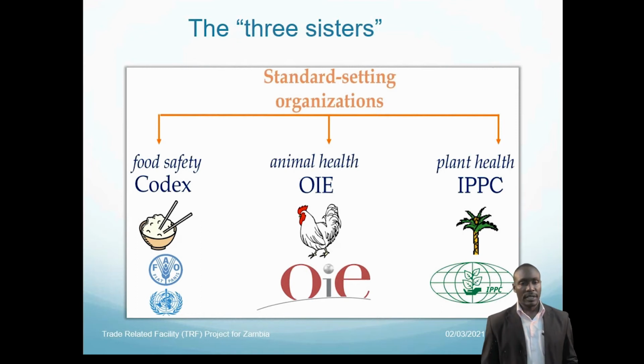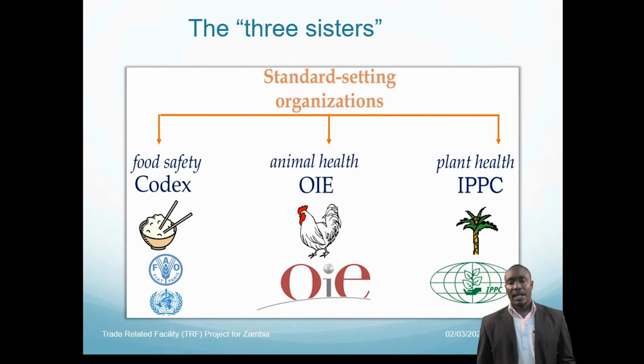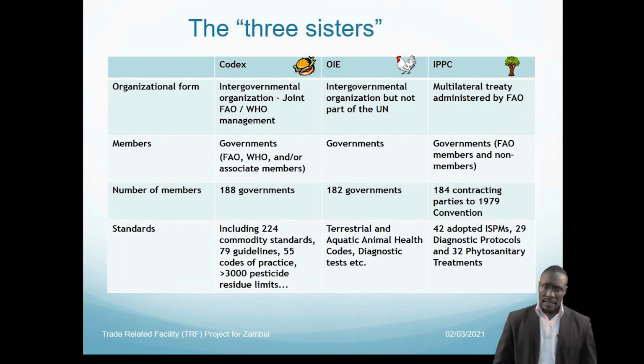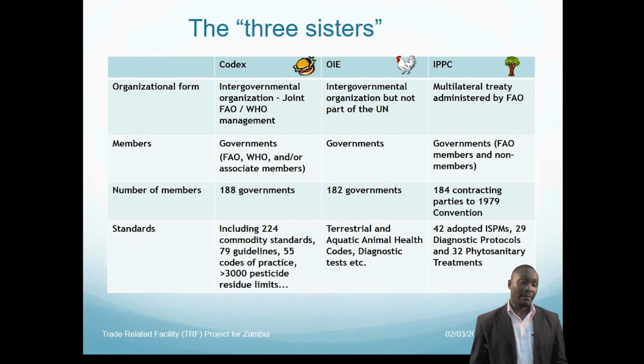So you have the food safety concerns covered by Codex. You may recall that Codex is a body or a program that is run jointly by FAO, the Food and Agriculture Organization of the United Nations, as well as the World Health Organization. The animal health concerns are handled by the OIE, and then the plant health is handled by IPPC. So, just a bit of information also. Codex is intergovernmental and it has a joint management by FAO and WHO. OIE is also intergovernmental, but is not part of the UN. IPPC is administered by the FAO.